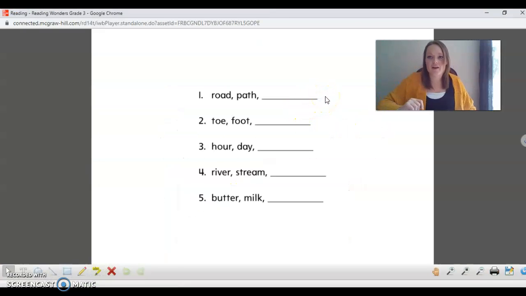Okay, so we have our 10 spelling words. We need to think of the words that are similar to our examples. We have road, path, street is a spelling word of ours. Street.